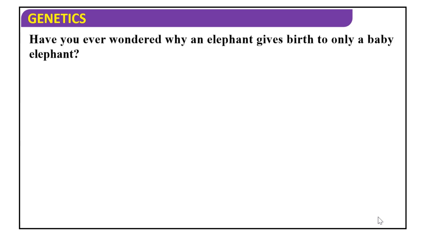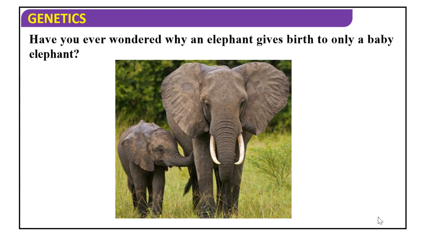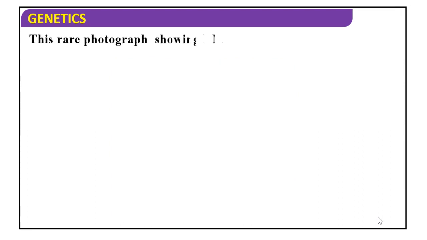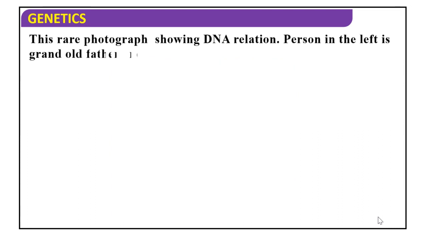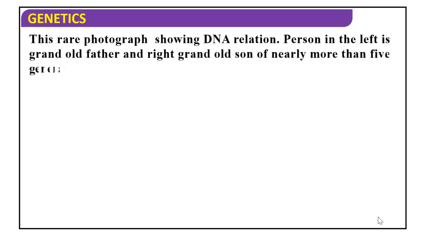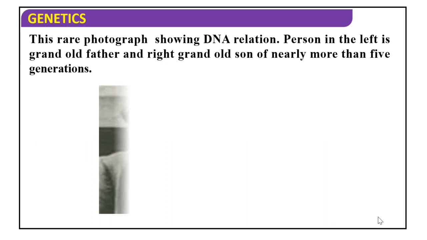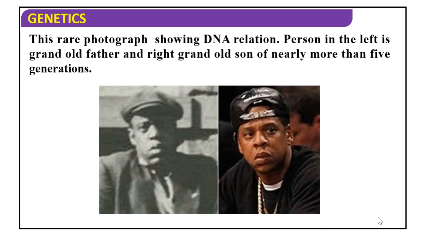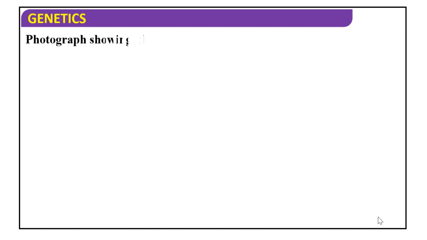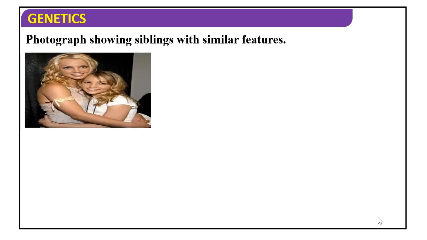Have you ever wondered why an elephant gives birth to only a baby elephant? This real photograph also shows the DNA relation. The person on the left is the great grandfather and on the right the great grandson, of nearly more than 5 generations. Here is a photograph showing siblings with similar features.